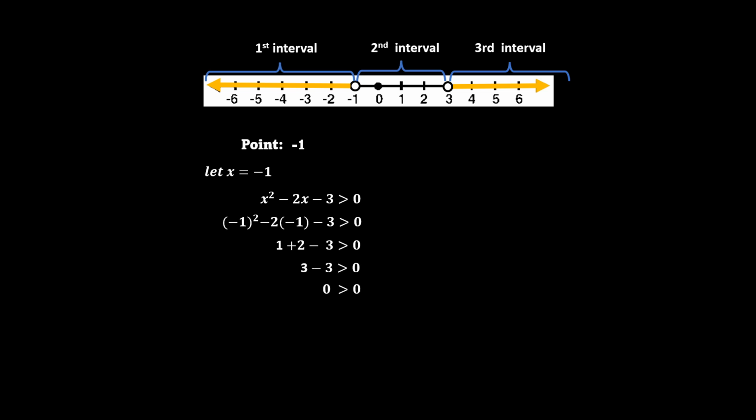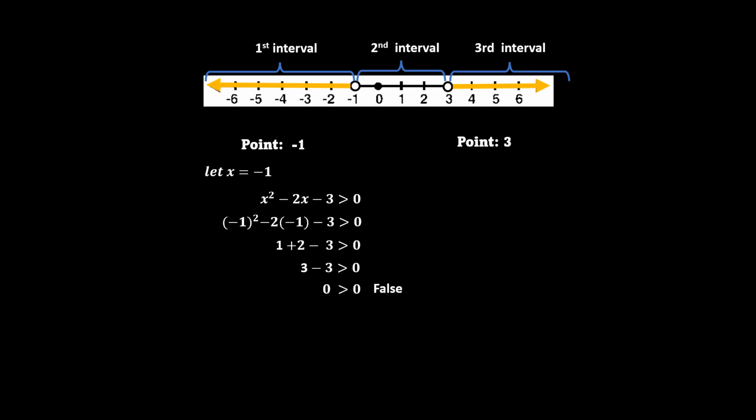The result is 0. Is 0 greater than 0? The answer is false. Therefore, on the number line, the point -1 will not be shaded. Just like an empty circle or unshaded point, indicating that it is not a solution to the given inequality.